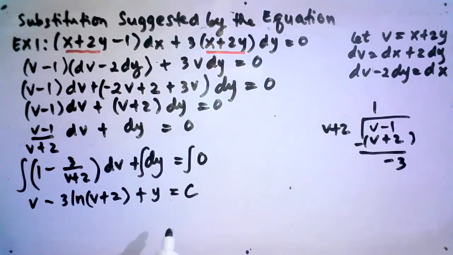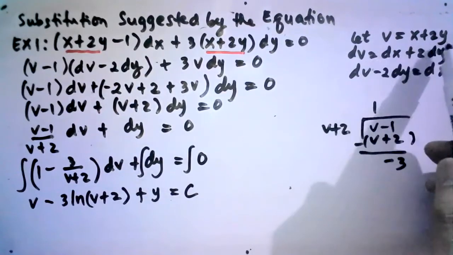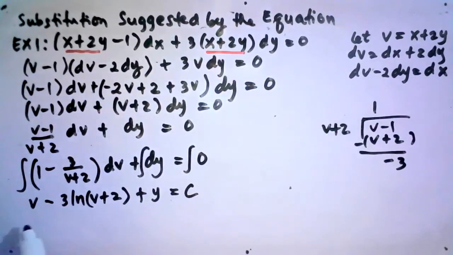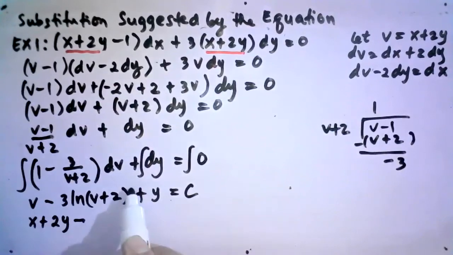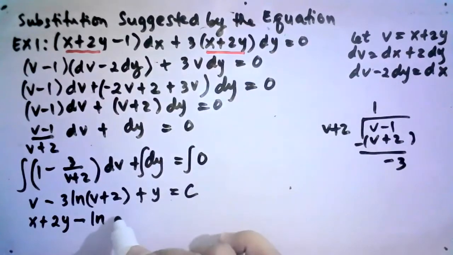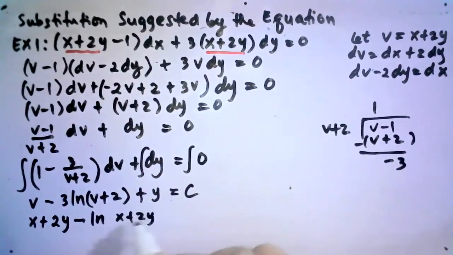Now this time, because we already have our answer, instead of writing v, we will go back to x plus 2y. So instead of writing v, we have x plus 2y minus 3, and I will make this 3 the exponent of v plus 2. So we have ln of, instead of v, x plus 2y plus 2.